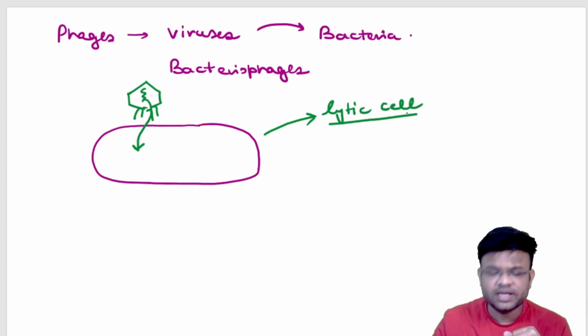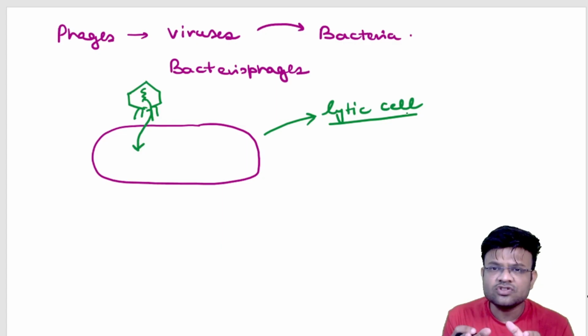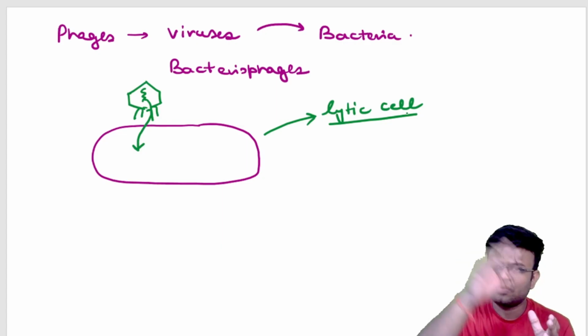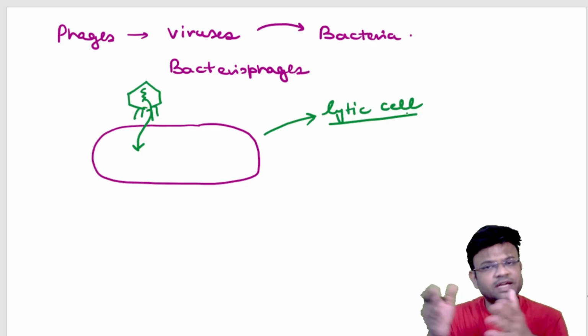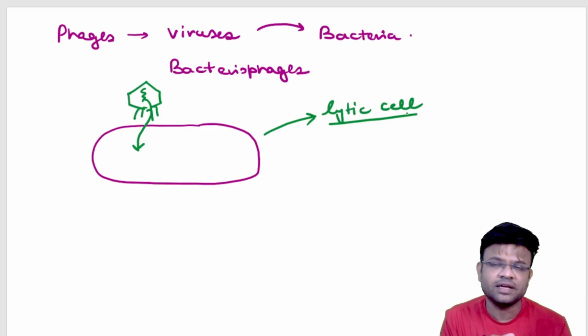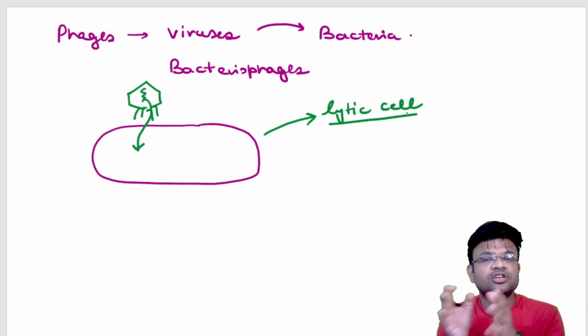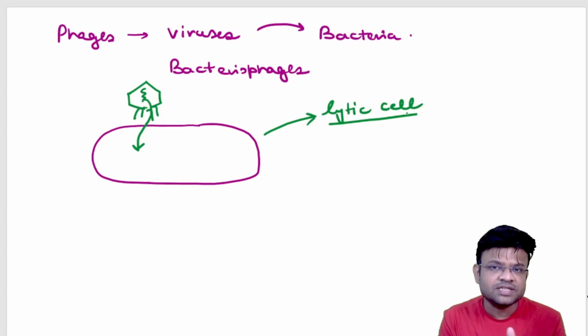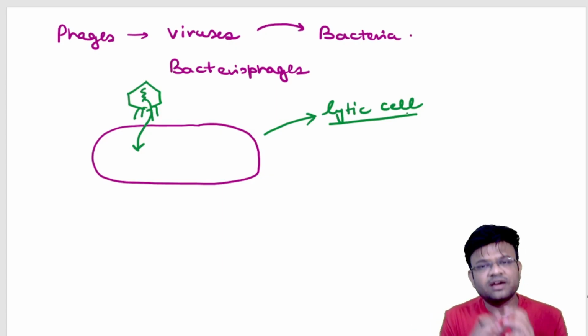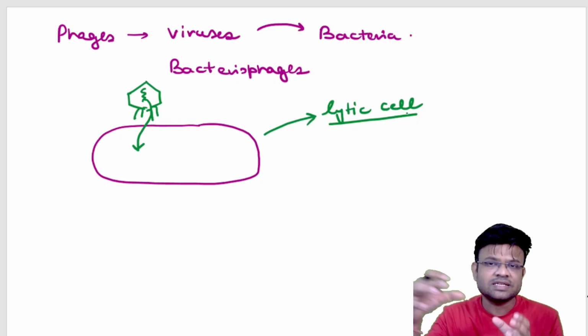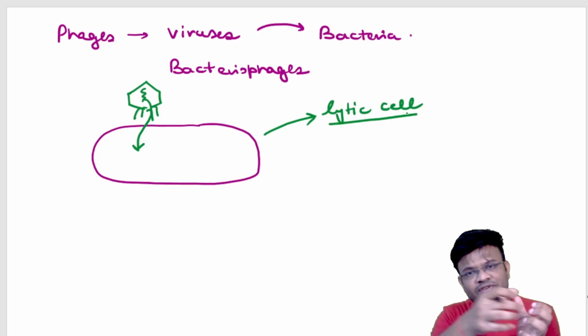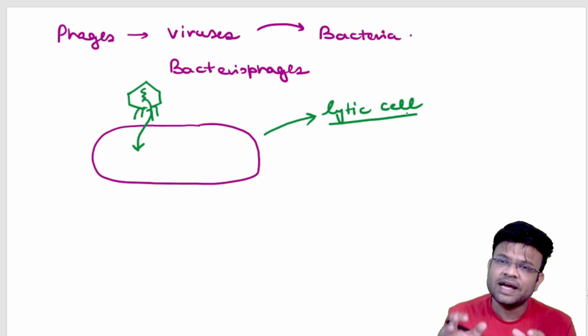Let me first of all tell you about what is the lytic cycle. In case of the lytic cycle, the entire genome of the virus enters inside the bacteria. It takes control of the entire bacterial cell and it makes copies inside the bacterial cell. That means it replicates inside the bacterial cell utilizing the bacterial resources, and after some time it will create lysis inside the bacteria. That means the bacteria will be dying and all the viruses that are produced inside the bacteria will be coming out. This is called the lytic cycle.